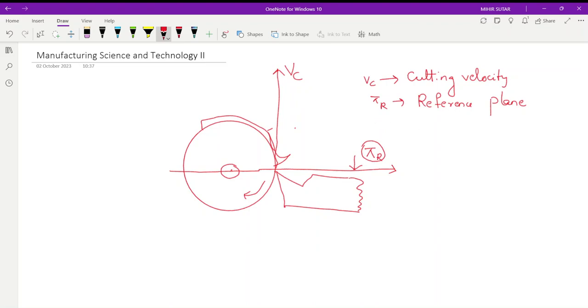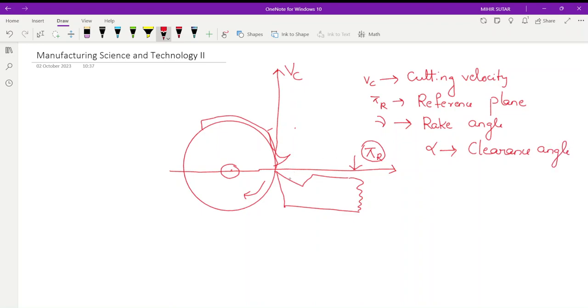Another term is gamma. In most books, gamma is given for the rake angle. So gamma is your rake angle, and I am giving the symbol alpha. Alpha is for the clearance angle. This is about your tool geometry.